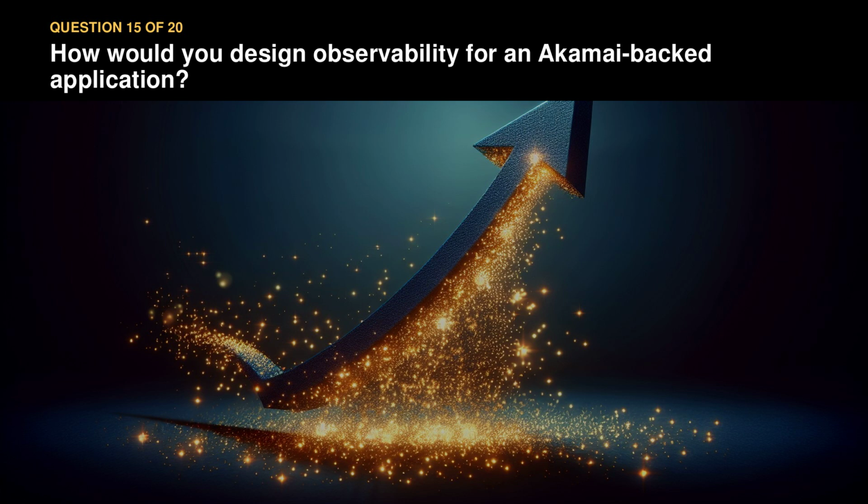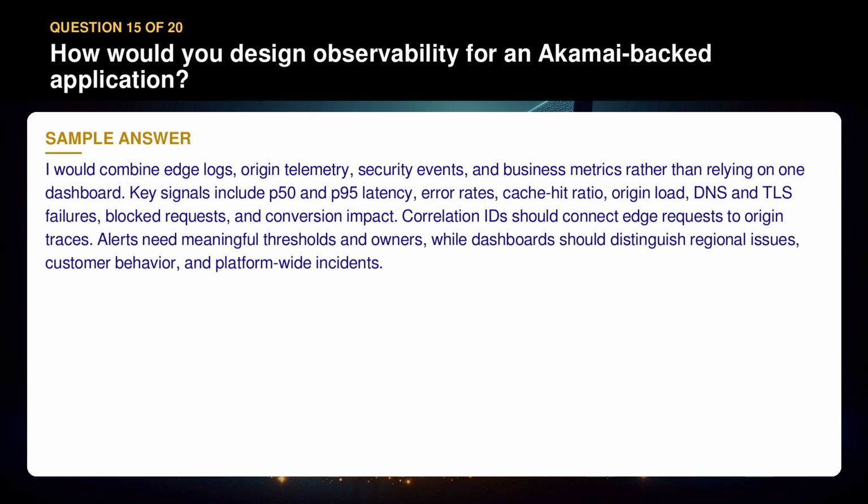Question 15. How would you design observability for an Akamai-backed application? I would combine edge logs, origin telemetry, security events, and business metrics rather than relying on one dashboard. Key signals include P50 and P95 latency, error rates, cache hit ratio, origin load, DNS and TLS failures, blocked requests, and conversion impact. Correlation IDs should connect edge requests to origin traces. Alerts need meaningful thresholds and owners, while dashboards should distinguish regional issues, customer behavior, and platform-wide incidents.